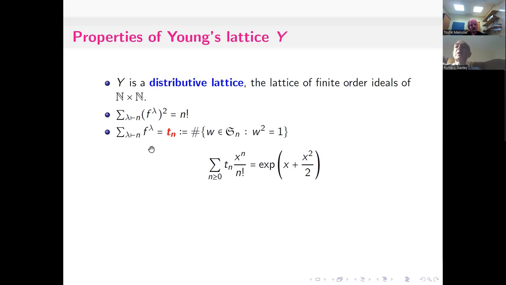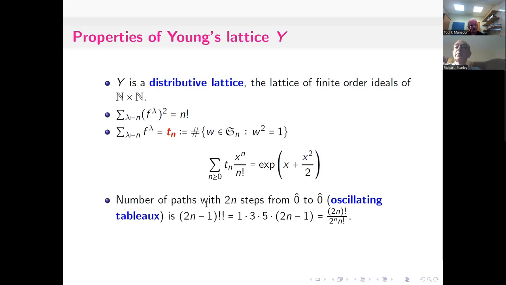For just the sum of the f lambdas, we get the number of involutions in S_n, which has a nice exponential generating function, e to the x plus x squared over 2. We can describe these numbers, the sum of f lambda squared and f lambda, as counting certain paths in the Hasse diagram. We can count many other kinds of paths, such as the number of paths of 2n steps in the Hasse diagram from 0 to 0. These kinds of paths, where we can add squares or remove squares, are called oscillating tableaux. The number from 0 to 0 of length 2n is just the semifactorial (2n minus 1)!!, 1 times 3 times 5 up to 2n minus 1.